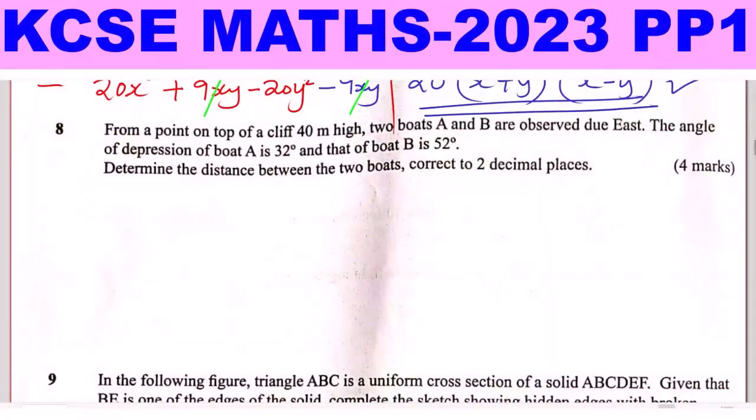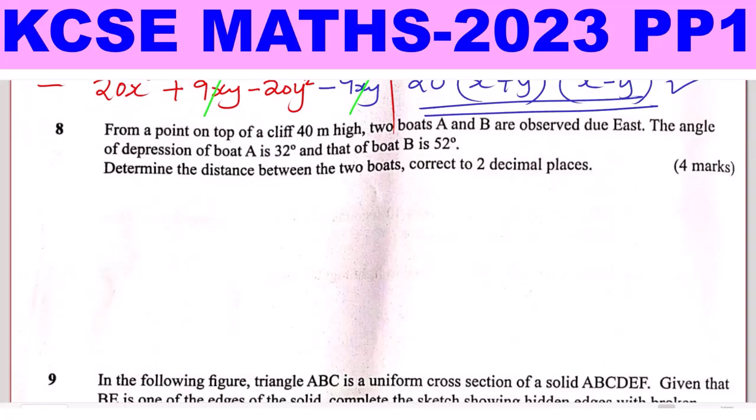Question 8. From a point on top of a cliff 40 meters high, two boats A and B are observed due east. The angle of depression of boat A is 32 degrees and that of boat B is 52 degrees. Determine the distance between the two boats, correct to two decimal places. It is very important to sketch these so that you can solve it easily. So I'll begin by sketching. So due east.